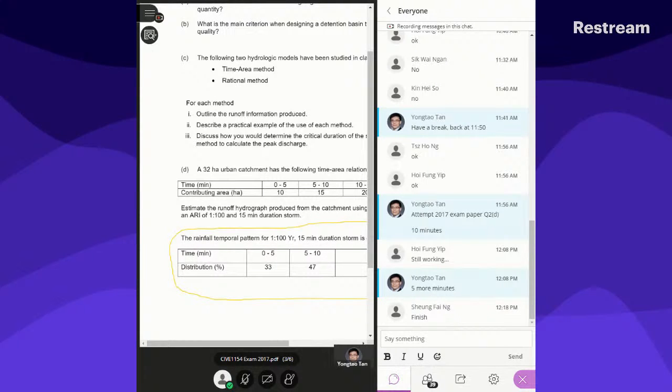So for this question, I just see the area here is not correct. Actually, this is 45. Okay, change that. So this is 45.